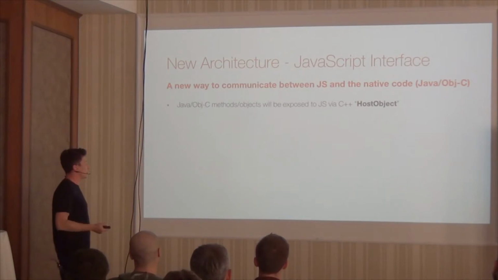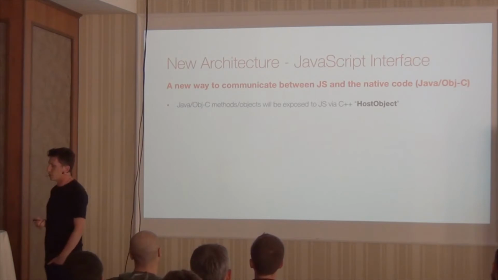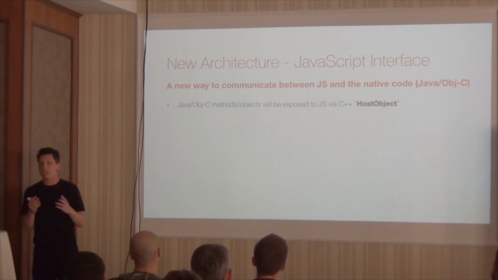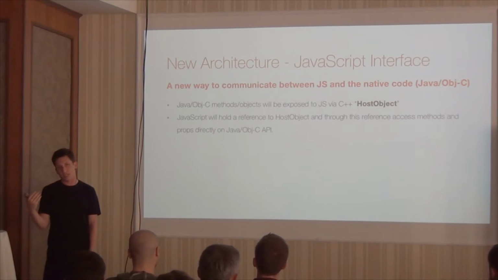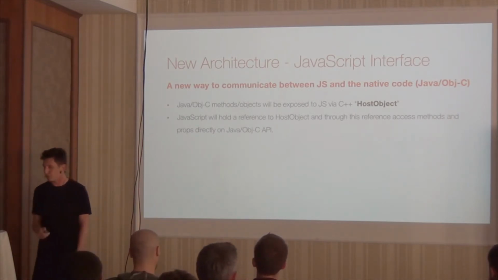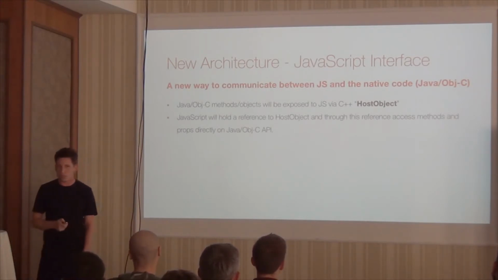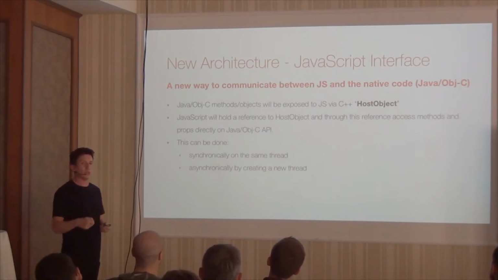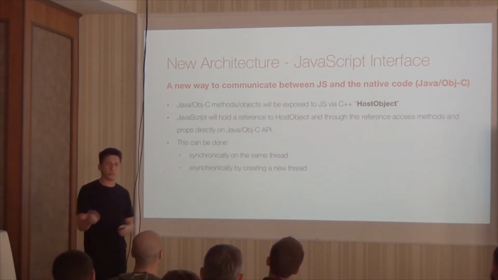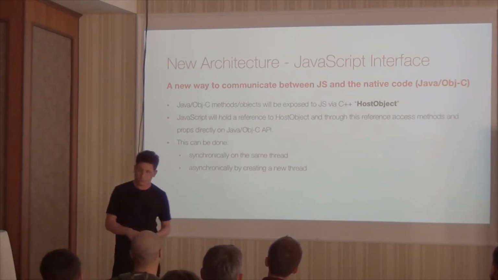So it will work like this. We will have something called host objects, and it's a C++ object that will enable us to communicate between the JavaScript and the native. They will expose the Java methods to the JavaScript vault. And the JavaScript code will hold a reference to these host objects. And we will be able to invoke these methods from JavaScript to native and vice versa, synchronously or asynchronously.